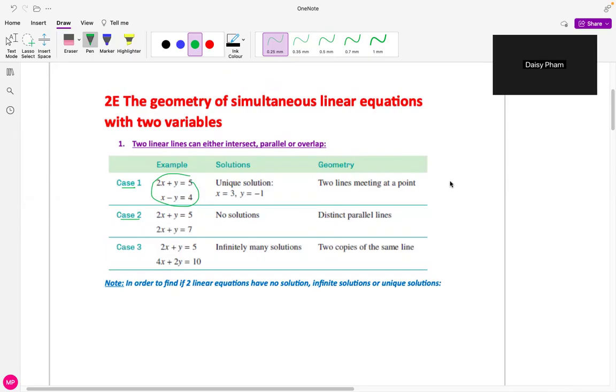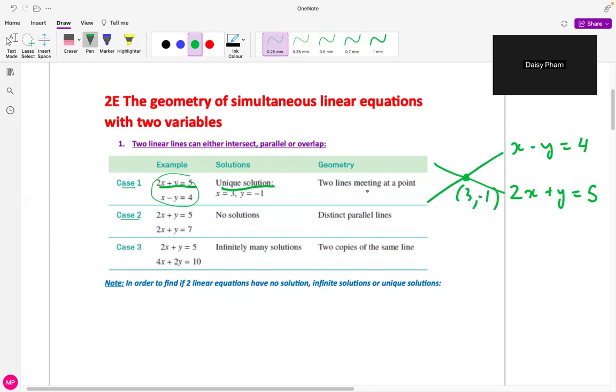Think about one line that goes like this. This line is 2x plus y equals 5, right? And then the other line, if I sketch it, looks like this: x minus y equals 4. You can see that they actually intersect at one point here. We call that a unique solution. When you solve simultaneously, you end up with x equals 3 and y equals -1, which is the coordinates of this point right there.